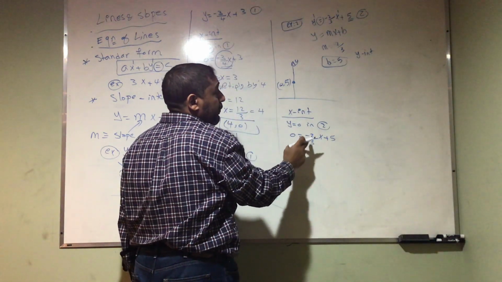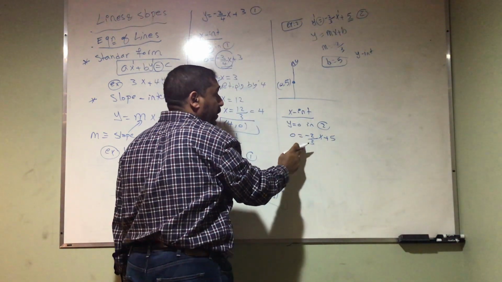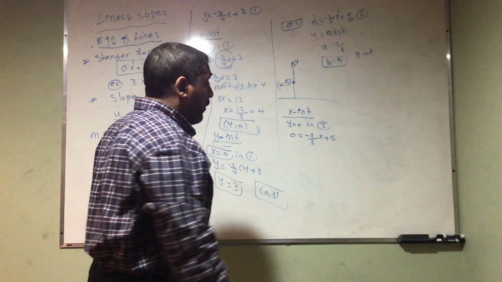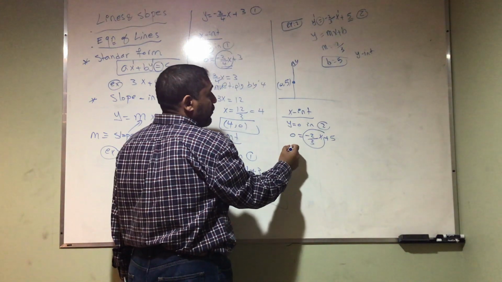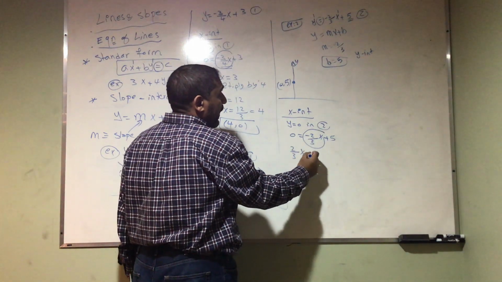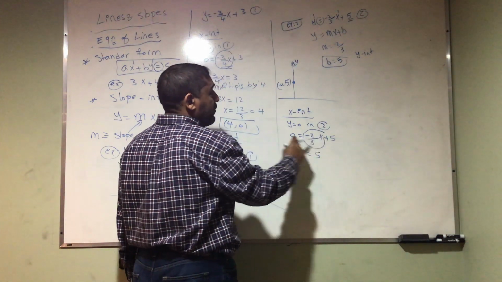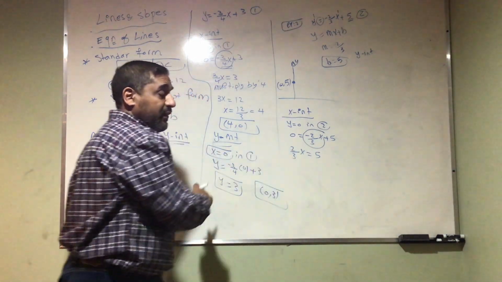Then go ahead and solve this equation for x. So I take this term to the left. It becomes plus 2/3 x, and that is equal to 5. So I take this one to the left, it becomes plus.